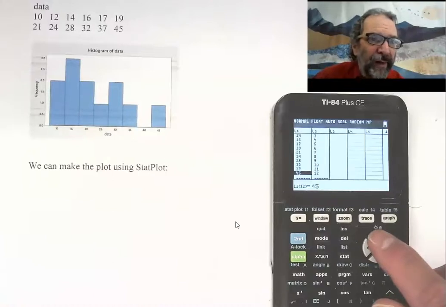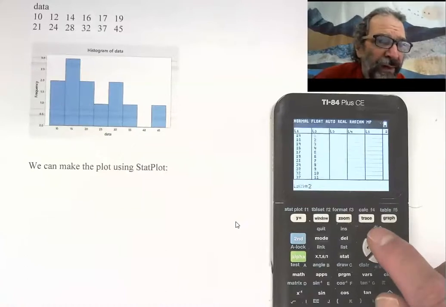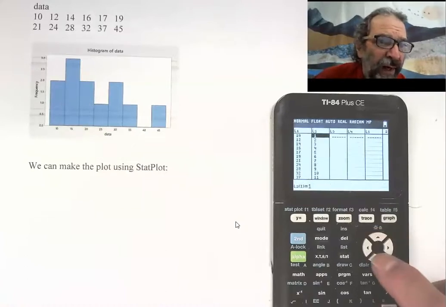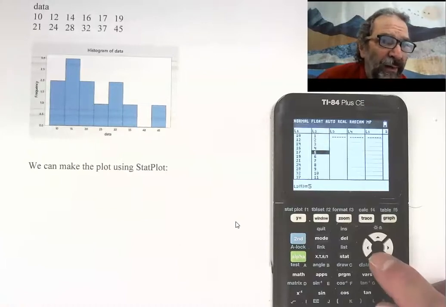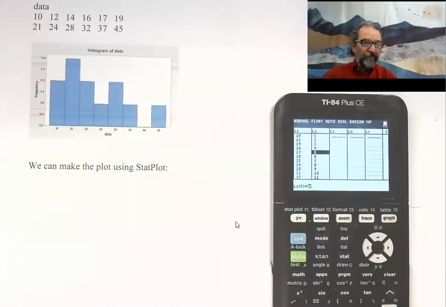Okay, fine. And over on list 2, I've got the ordered position. So this says the first value is 10, the second value is 12, the third value is 14, and I should triple check that. Things have been going wrong for me. Fourth value is 16. Fifth is, okay, it looks good.